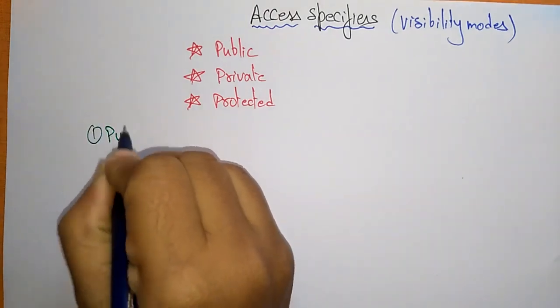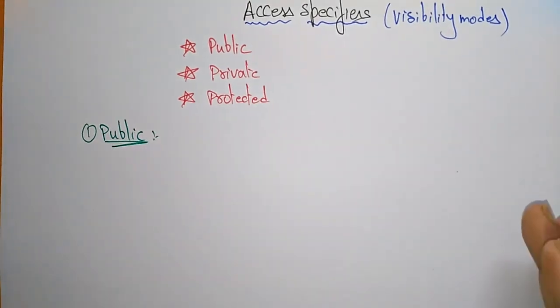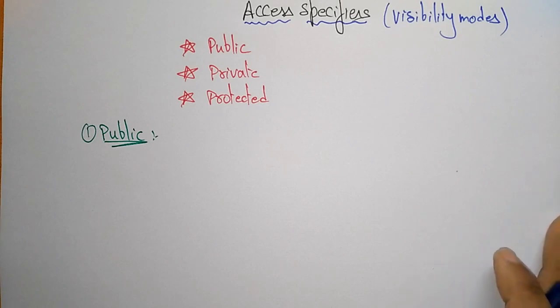Let us see public. What is the public visibility mode? A public member is accessible from anywhere outside the class but within the program. Note that if you declare any data members or member functions as public, they are accessible from anywhere outside the class. You can access those data members and member functions which are declared as public, but remember, within the program, not outside the program.